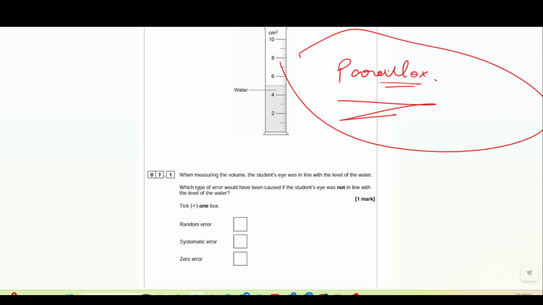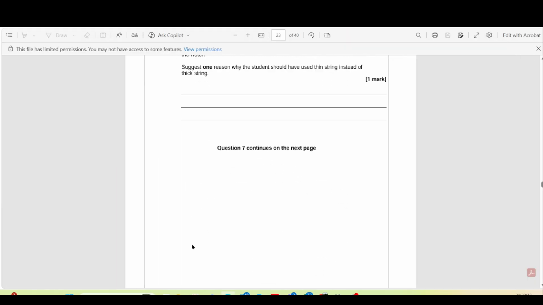Random error is like that, and the other error, systematic error, is consistent and repeatable, usually caused by equipment, the things which we are using. Because of that this is called systematic. Zero error is a specific type of systematic error, where the device does not start from zero. Let's suppose the zero is here and the device starts from here, so that is zero error. Let's go to the next question.